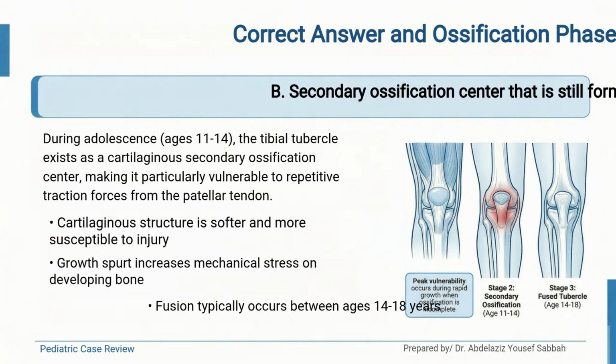During adolescence, typically between ages 11 and 14, the tibial tubercle exists as a cartilaginous secondary ossification center. This developmental stage makes it particularly vulnerable to repetitive traction forces from the patellar tendon. The cartilaginous structure is softer and more susceptible to injury than mature bone. The growth spurt during this period increases mechanical stress on the developing bone significantly. Fusion of the tibial tubercle with the main tibial shaft typically occurs between ages 14 and 18 years, after which the risk of Osgood-Schlatter disease effectively disappears.